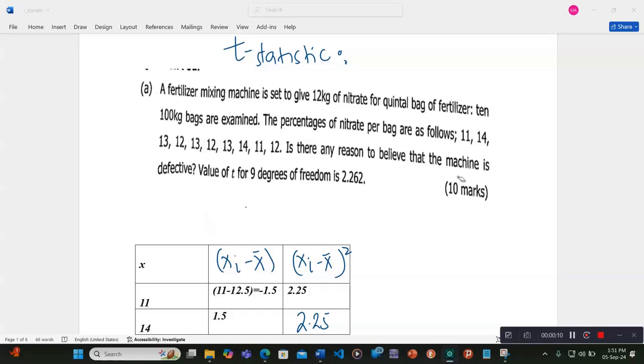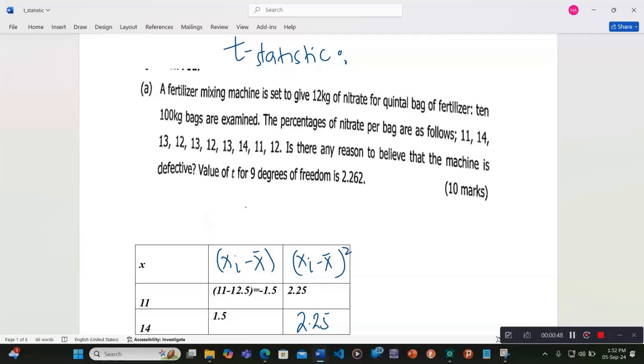So the guiding question says, a fertilizer mixing machine is said to give 12 kilograms of nitrate per quintal bag of fertilizer, and we are told that 10 bags are examined. So there are 10 bags, each weighing 100 kilograms, and they have been examined. The percentages of nitrate per bag are as follows: 11, 14, up to 12. So we are being asked, is there any reason to believe that the machine is defective?